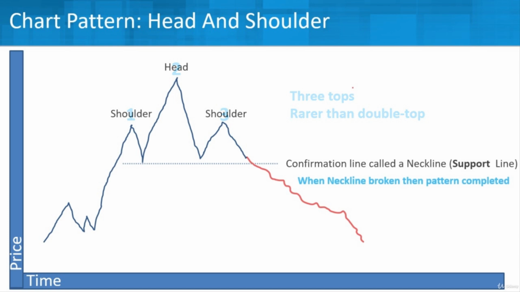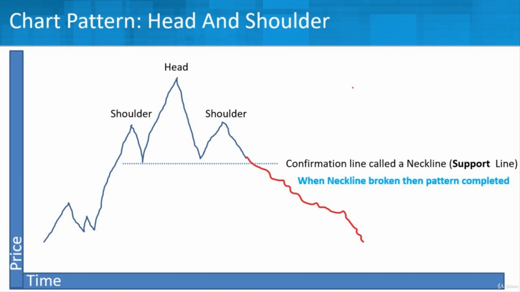How do we trade on this? So if you look at it, you can see we've got the uptrend, and the confirmation line in the head and shoulders is called a neckline, because again we're talking about body parts. So it's called a neckline. It also in effect is a support line, right? Our prices are going to bounce off it for a little bit before they break through. When the neckline is broken, that's when the pattern is completed.